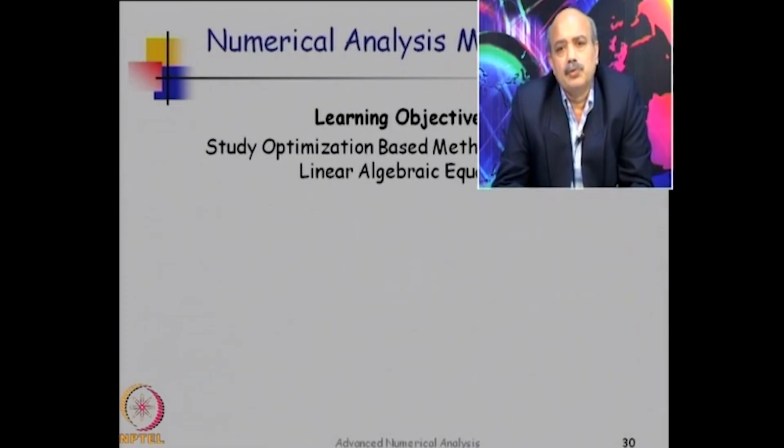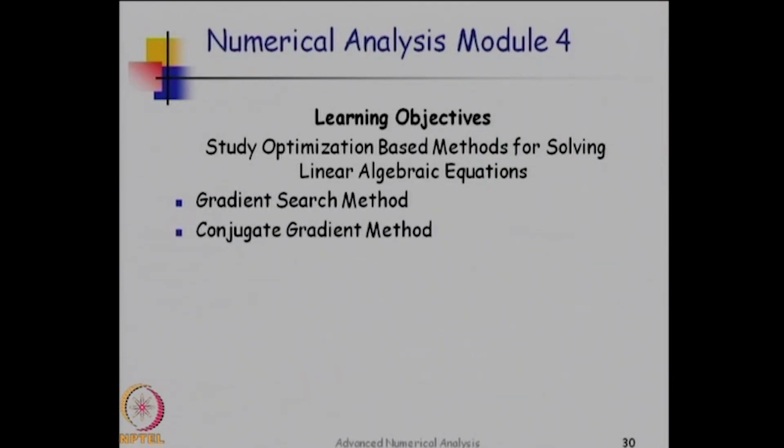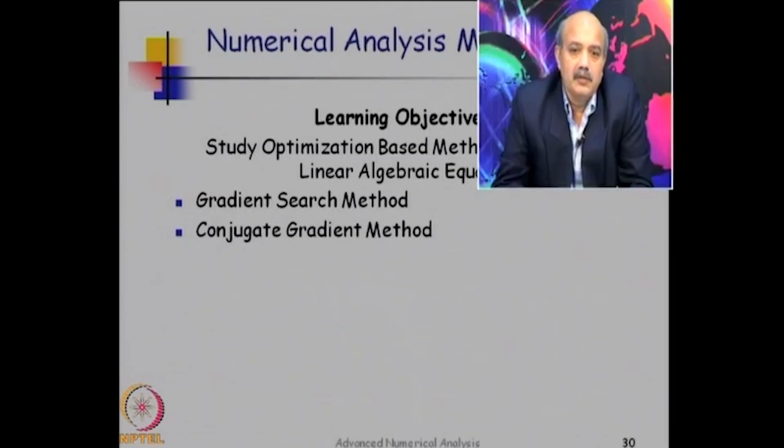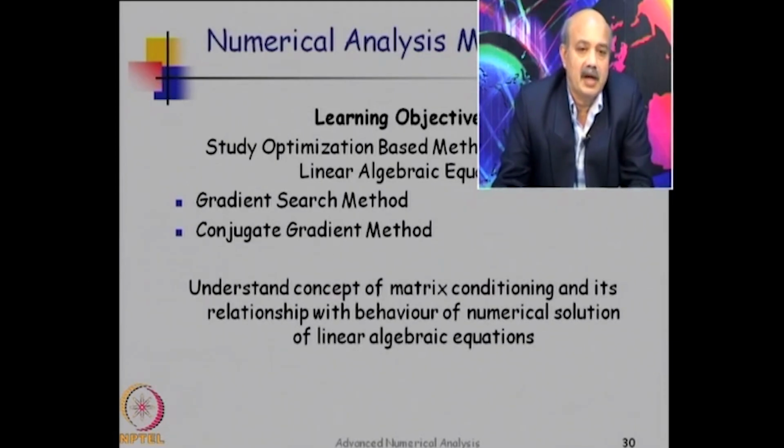We then move on to optimization based schemes for solving linear algebraic equations. Here I am going to use a numerical optimization tool such as the gradient search method or conjugate gradient method to solve a set of linear algebraic equations, that is, solving Ax equal to b is going to be done using optimization. It turns out that in many situations this can be a very fast tool, particularly when you are solving a large set of equations.